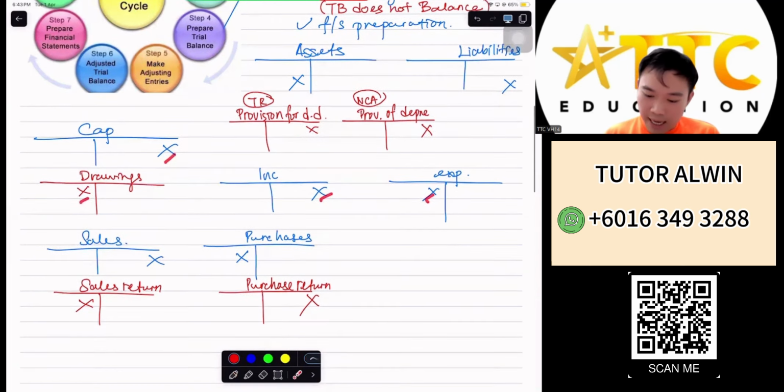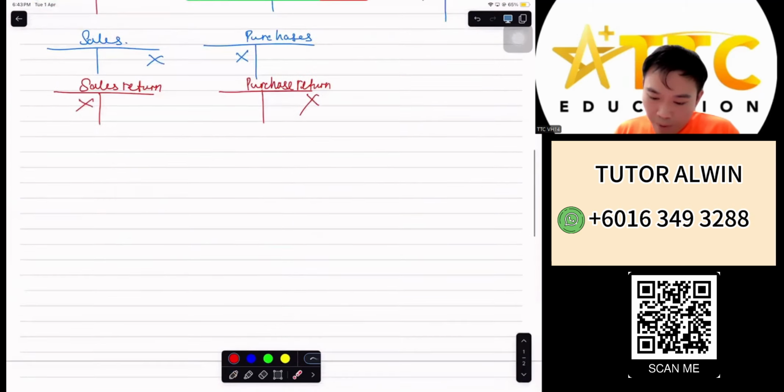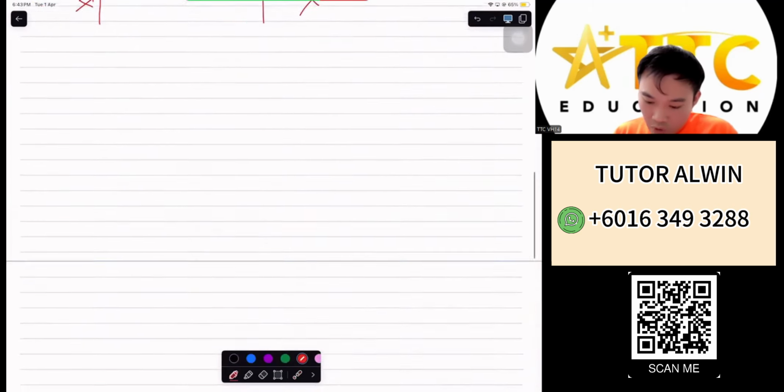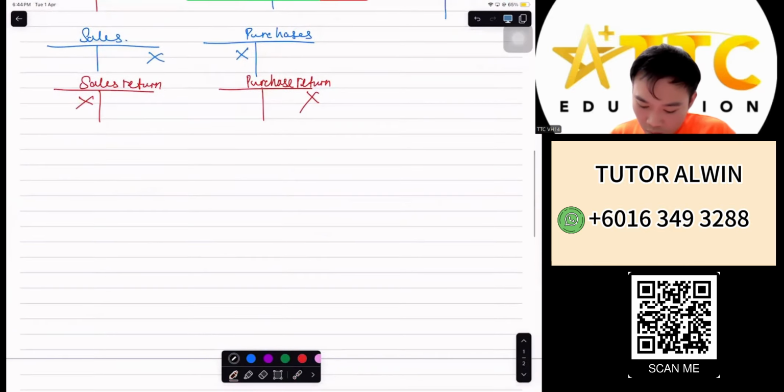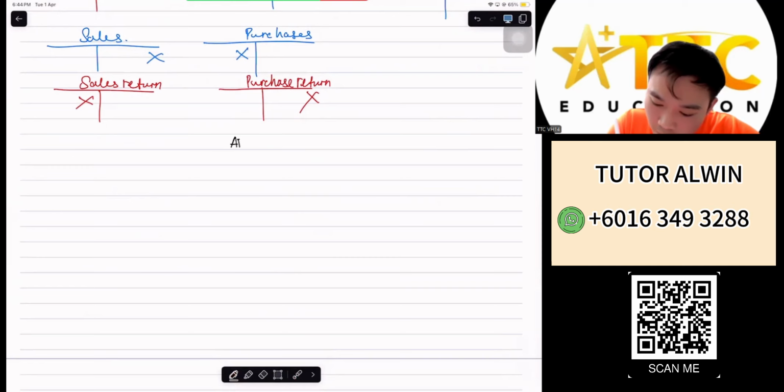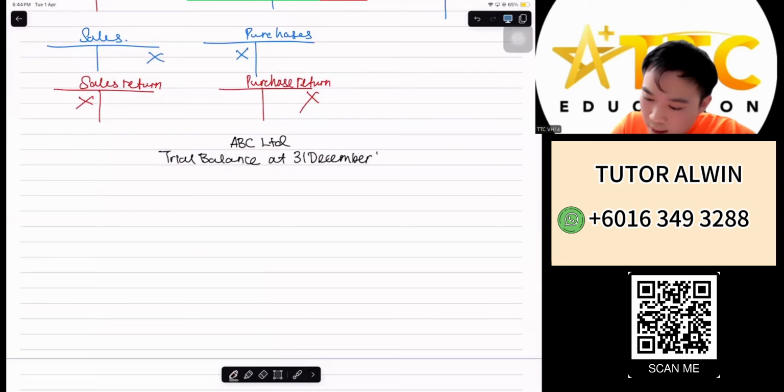Okay, expenses on the debit side here. All right, so at the end of the day, we will prepare a trial balance. So our trial balance, I think I have enough space over here, will be like this. Let's say we have a company's name, ABC Limited. Then we're going to write it as a trial balance at 31st December, let's say 2025.